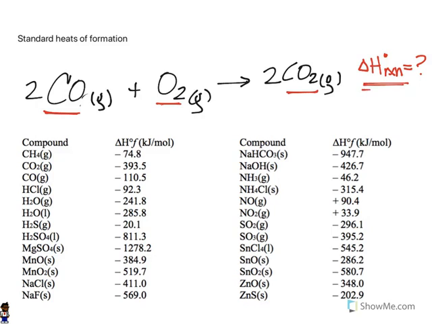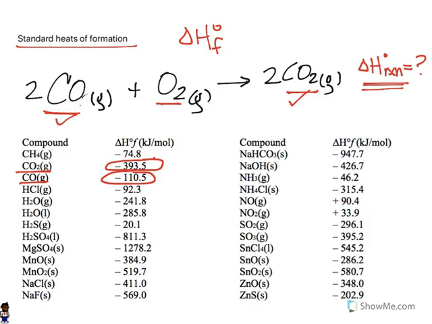If we want to find the delta H and we're not doing it Hess's law style, if we're going to use the standard heats of formation, then I need to know the standard heats of formation of each of those substances. So we'll look for it on the list. As we go down the list, okay, here is CO2. The standard heat of formation to form 1 mole of CO2 is negative 393.5. And here is CO. The standard heat of formation is negative 110.5.